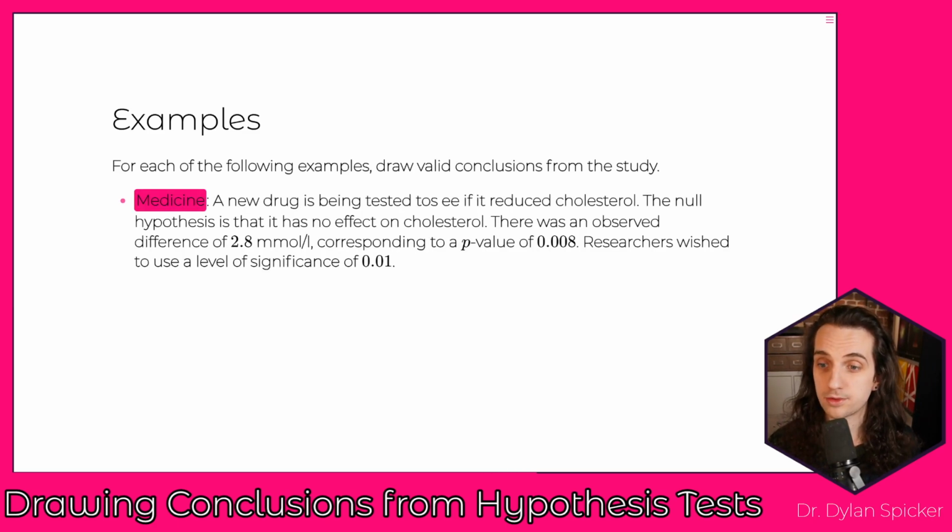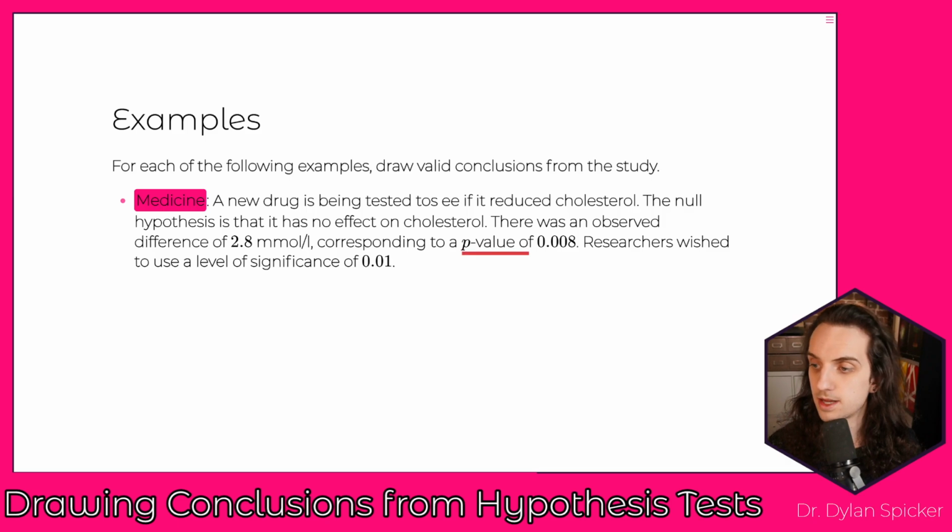So if we imagine that we're running a medical study here and we are testing this new drug, right, to see if it's going to reduce cholesterol, the null hypothesis is that it has no effect on cholesterol. Right, so that's our null. There was an observed difference of 2.8 millimoles per liter, corresponding to a p-value of 0.008. Okay, researchers are wanting to use a significance level of 0.01. And so we have to think about, well, what's the evidence here? What are we actually suggesting?